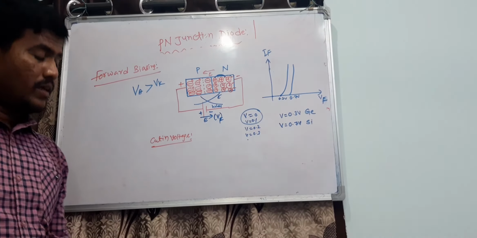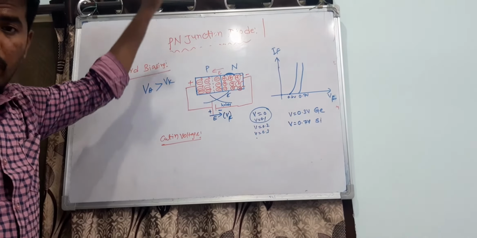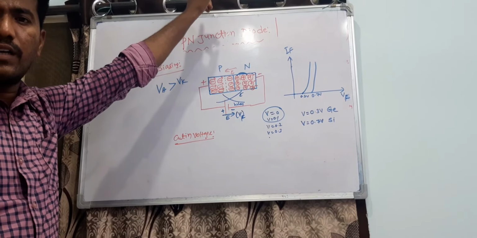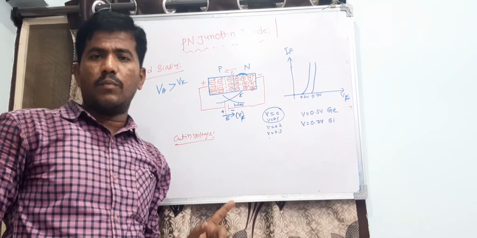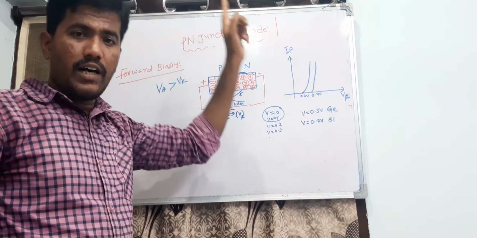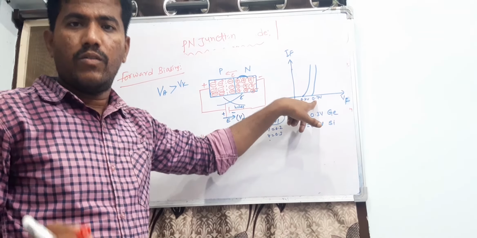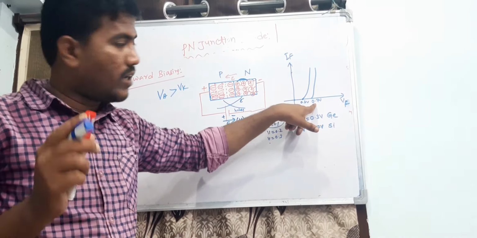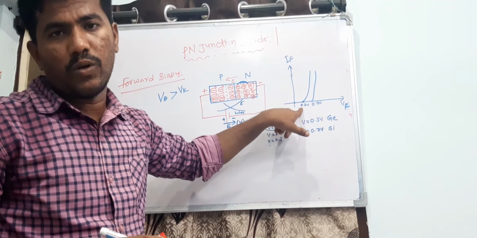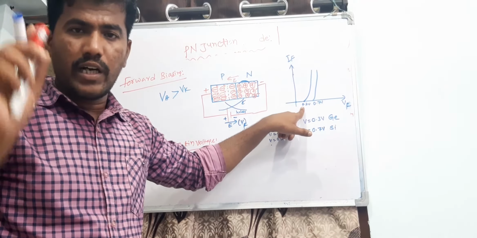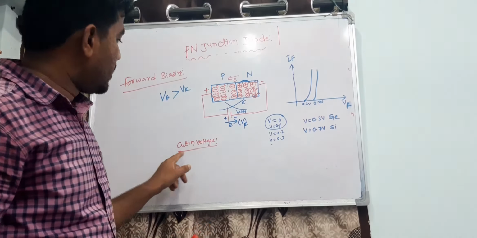Which means when I am making this pure semiconductor, I consider silicon as the example. That's why for silicon, current flows through the diode at 0.7 volts only. If it is a germanium diode, the current flows through the diode at 0.3 only. This voltage is said to be the cut-in voltage. So now you see the definition.